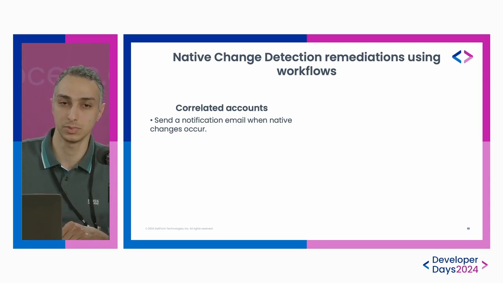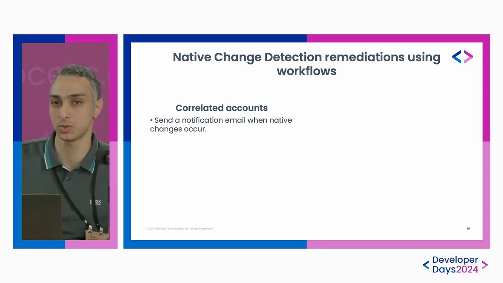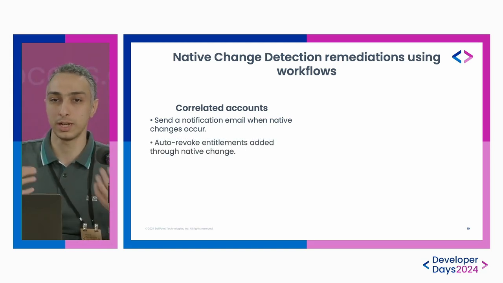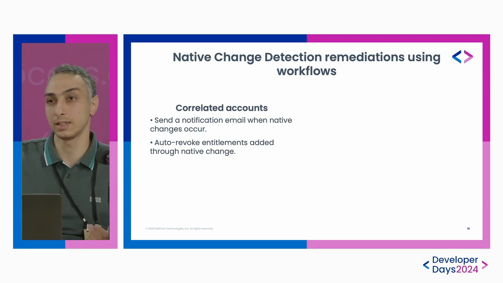out of our defined processes. We can auto revoke if an entitlement was added, or we can re-add it again automatically if something was removed.